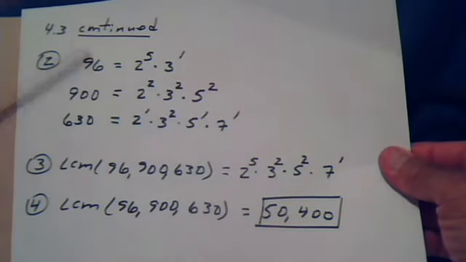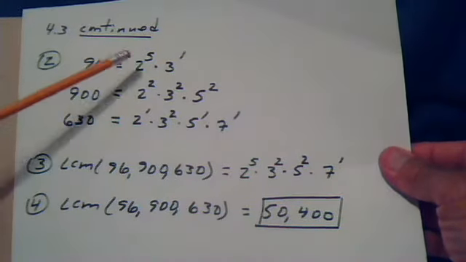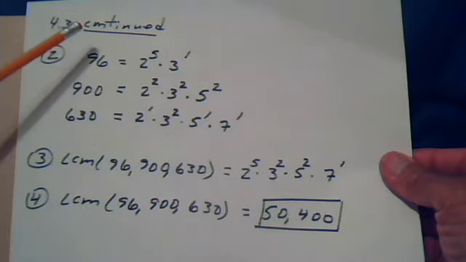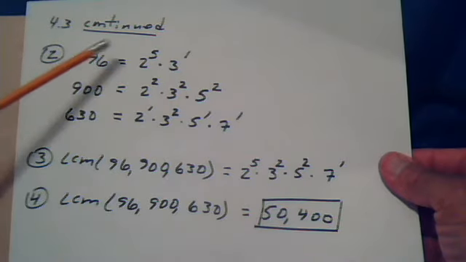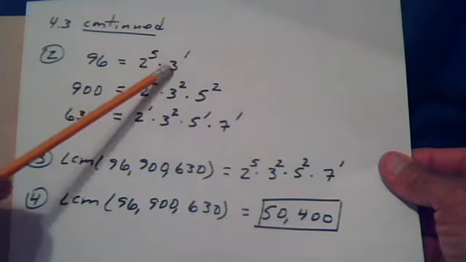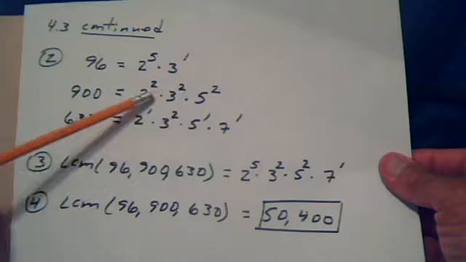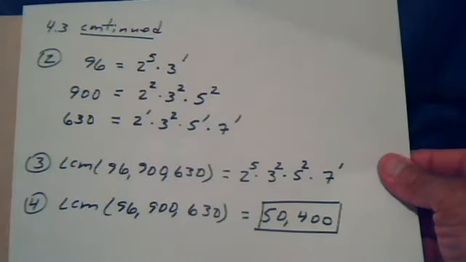So 96 equals 2 to the 5th. There were 5 2's, right? And 1 3 in that prime factorization. So we write it in exponential form, so it could be condensed, so we don't have to write long lines of numbers. So 96 is 2 to the 5th times 3 to the 1st. 900 is the multiplication of these numbers, and 630 is the multiplication of these numbers.